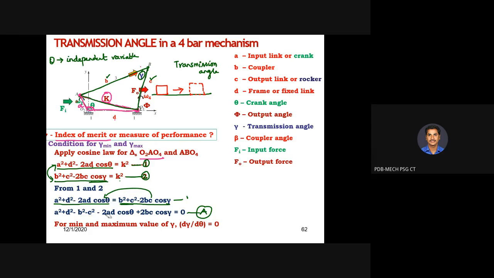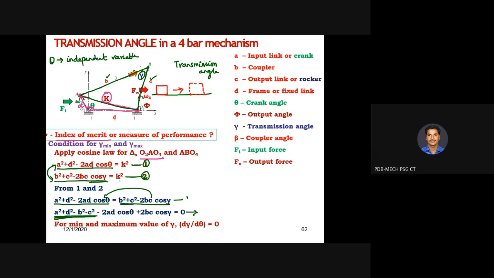Apply the differentiation rule and tell me, if you differentiate this equation with respect to theta, what will you be getting? A square plus d square minus b square minus c square, what is that? Sir, 2a plus 2. Now tell me, what is a square plus d square minus b square minus c square?